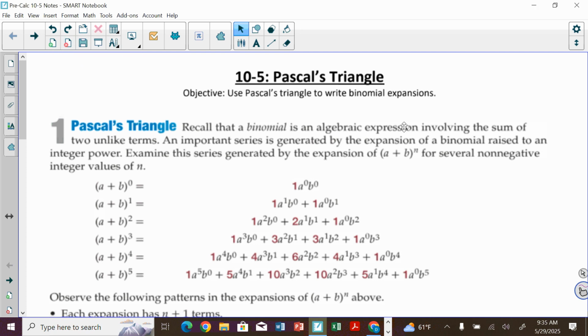Okay, pre-calc, here it is. This is the last section of new material of the year. So we've made it this far. We're going to talk about Pascal's triangle, section 10.5.